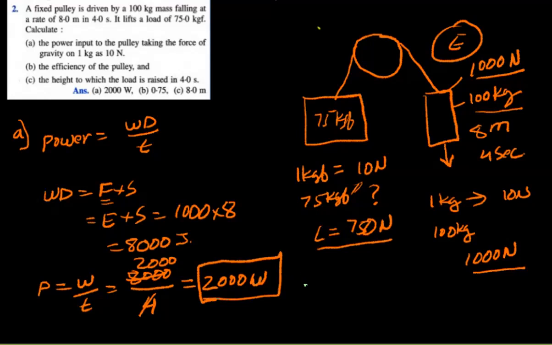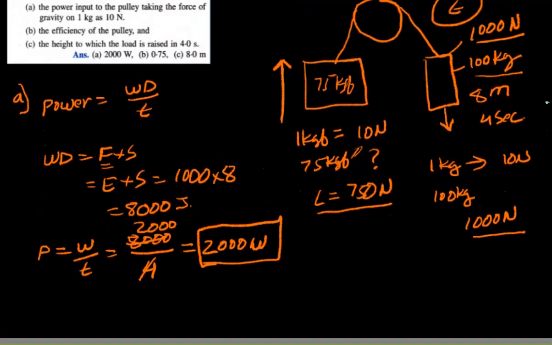Now let's look at the second part. The height to which the load is raised in 4 seconds. So we have to find what is the displacement over here. Displacement of the load. Oh, sorry, I actually missed the second part. There is the B part over here where we have to find what is the efficiency of the pulley. So let's try to find what is the efficiency of the pulley.